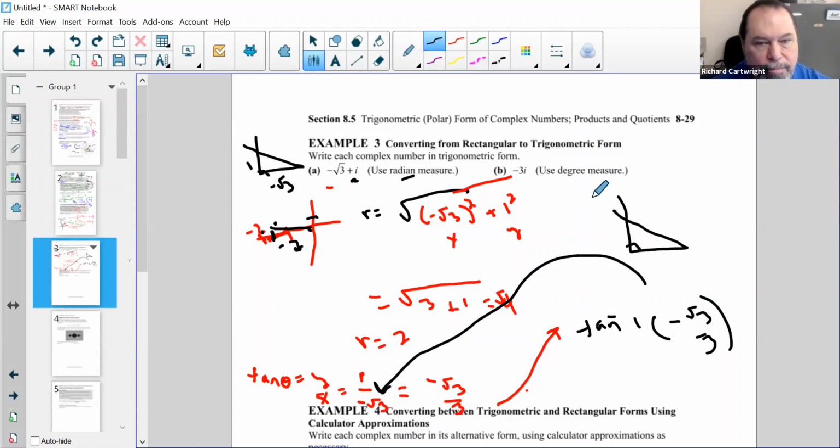Tangent is opposite over adjacent. This is my theta right here that I care about. I'm just calling that theta. So I would call this the 1 and call this the square root of 3. That looks to me like a 1, 2, square root of 3 triangle. So across the street from the 1, theta must be what kind of angle? Theta is some sort of a 30-degree angle, which is pi over 6. However, I'm not in quadrant 1. I'm in quadrant 2.